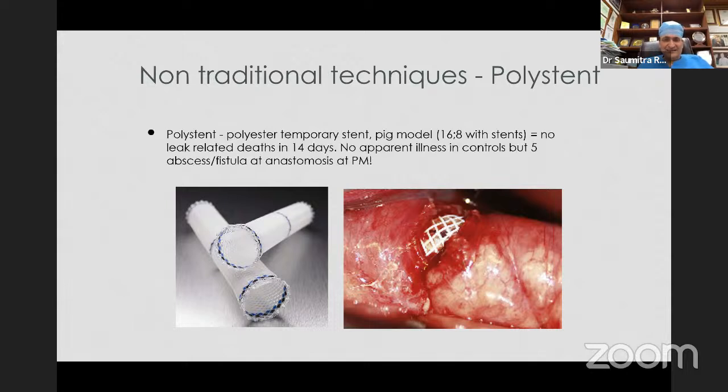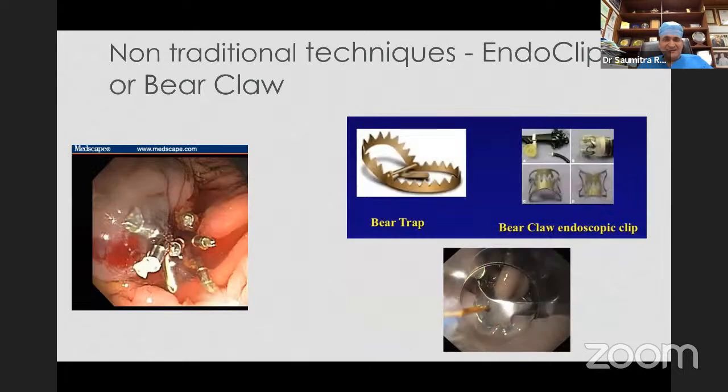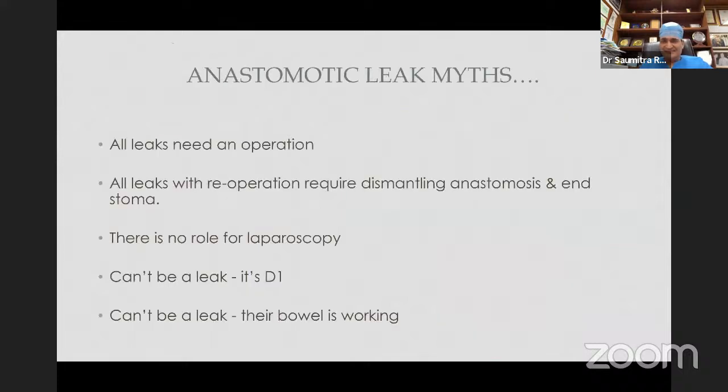putting a temporary stent, but not many people are using it because there have been a few studies showing it's not working well. Some of the gastroenterologists are putting in an endoclip or beer claw where the anastomotic defect is.